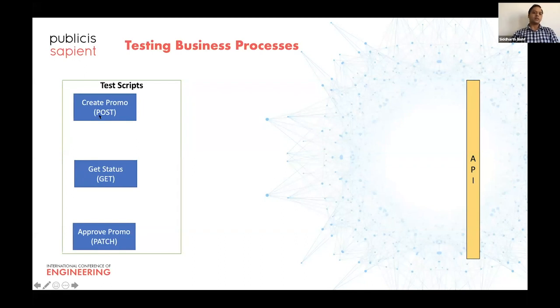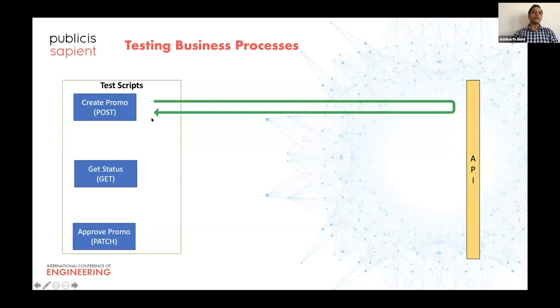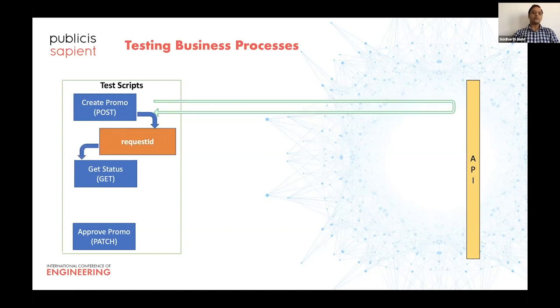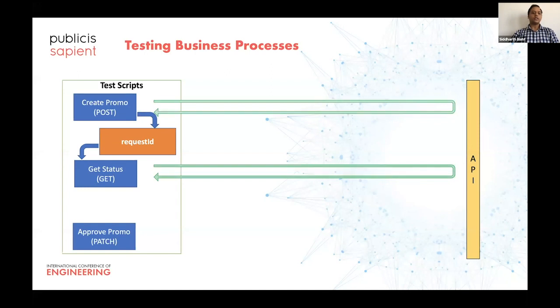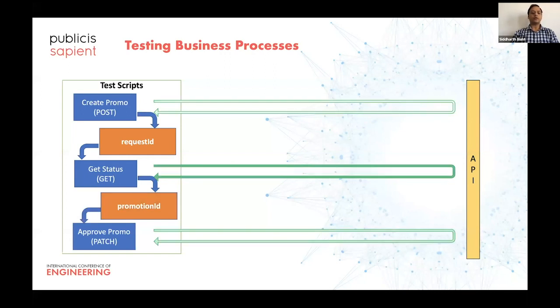In this case, the promotion request would be sent to the API, and the response would contain a request ID. This request ID would then be used to get the status of the request. And once the status was completed successfully, the response would contain a promotion ID. This promotion ID was then used to approve the said promotion, and hence completing the entire workflow for a creation and approval of a promotion.